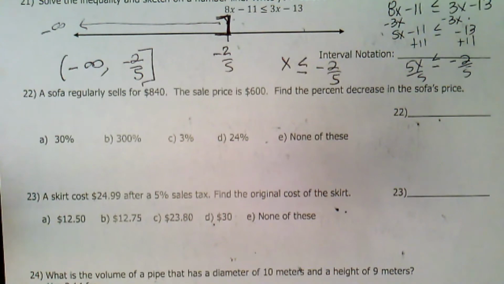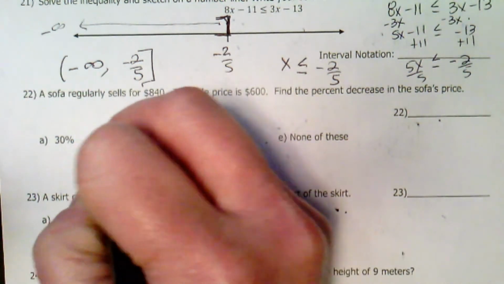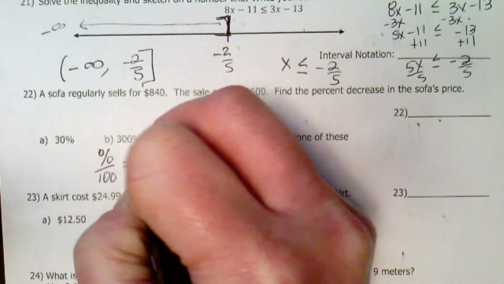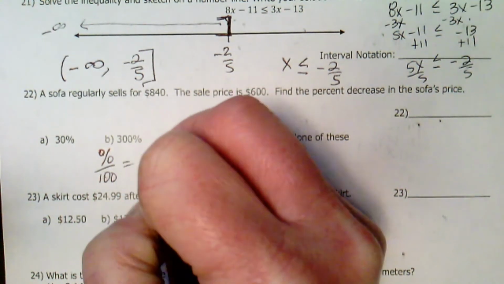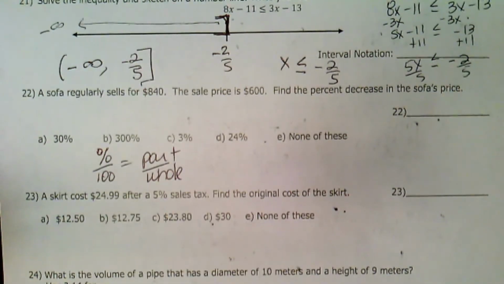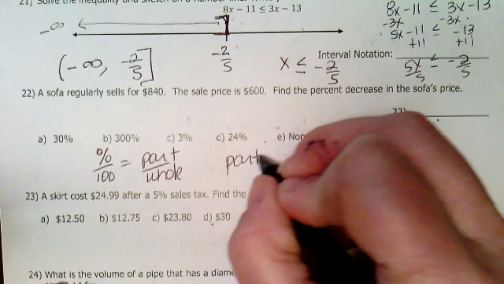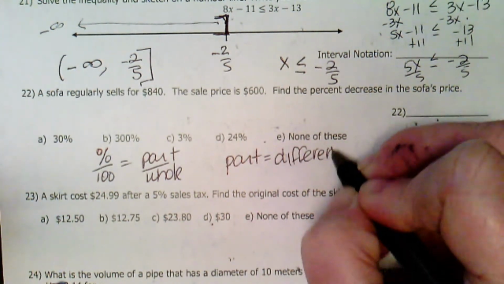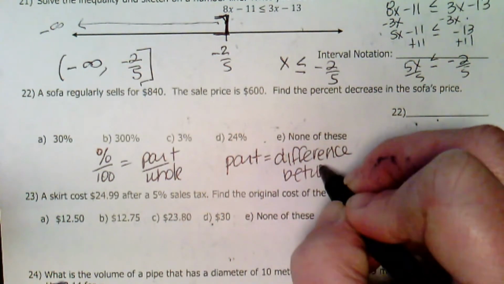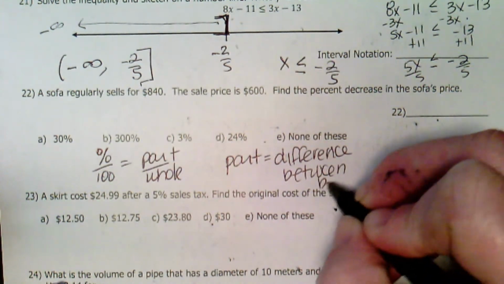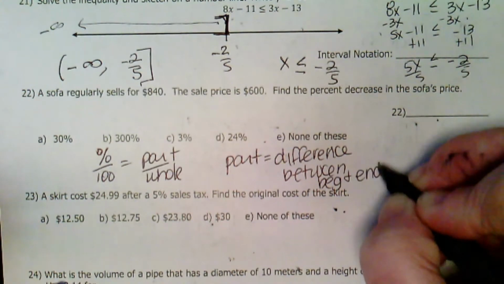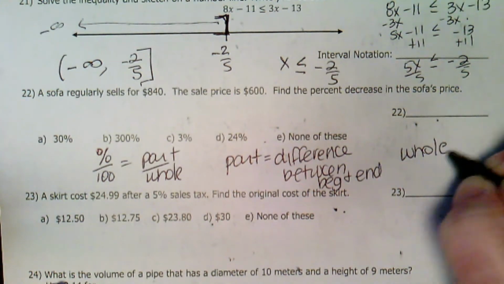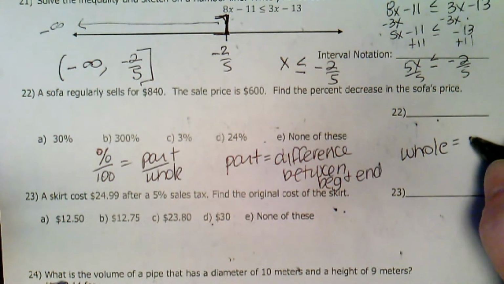22, a sofa regularly sells for $840. The sale price is $600. Find the percent decrease in sofa's price. So this is our percent equation. The thing you need to remember about part, though, is it is a difference between beginning and end. And the thing to remember about the whole is it's where it's starting from.